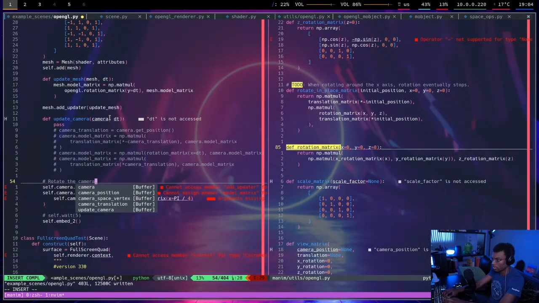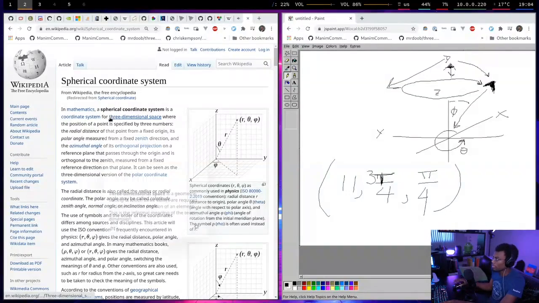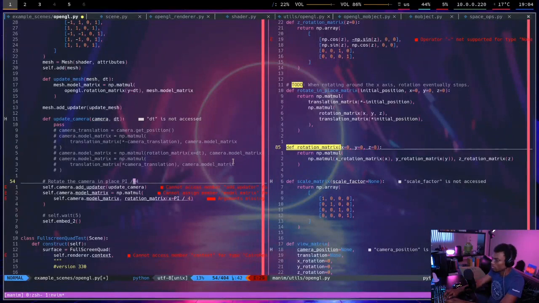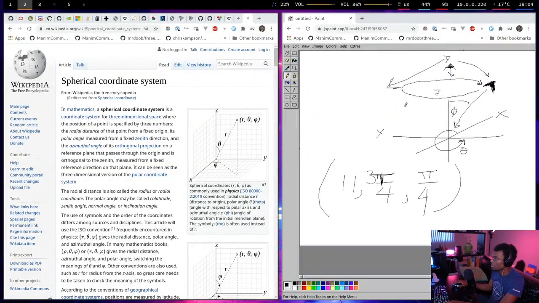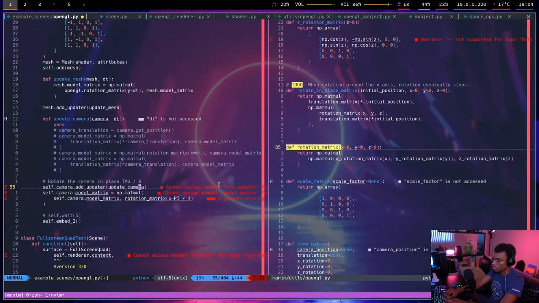Rotate the camera in place. Pi over 4. Which I think I'm just going to use tau for everything now. So pi over 4, it's going to be tau over 8. Tau over 8. How do I describe this direction? Up the y-axis? Along.